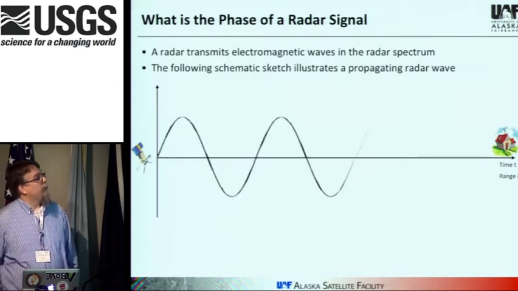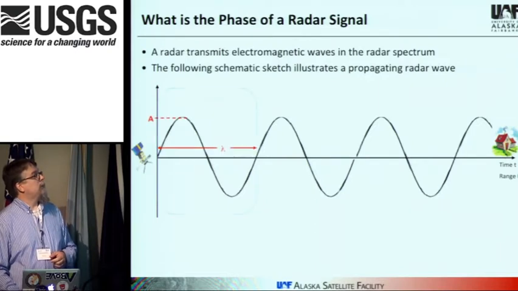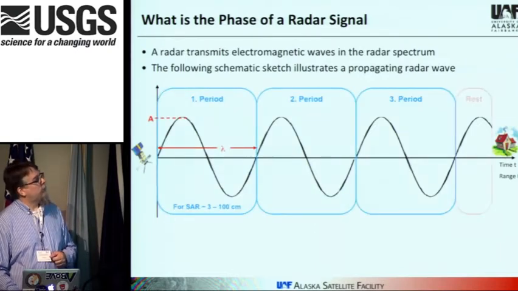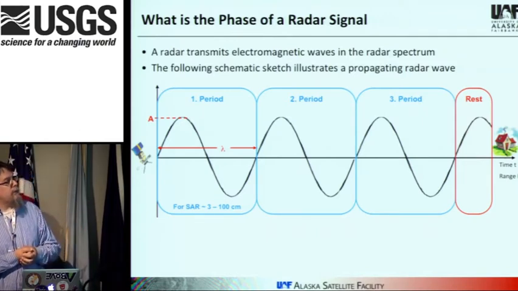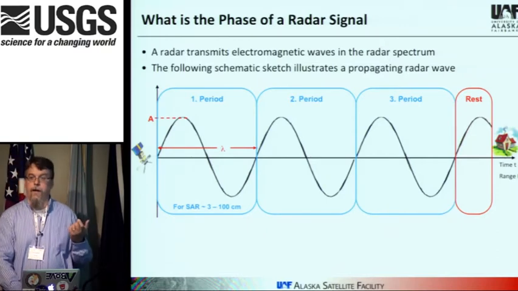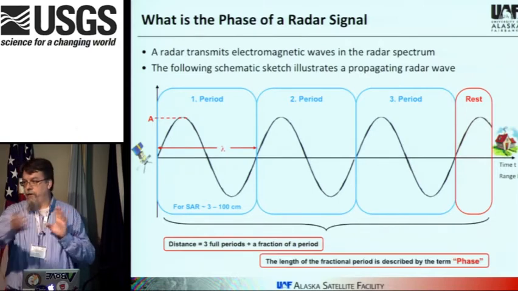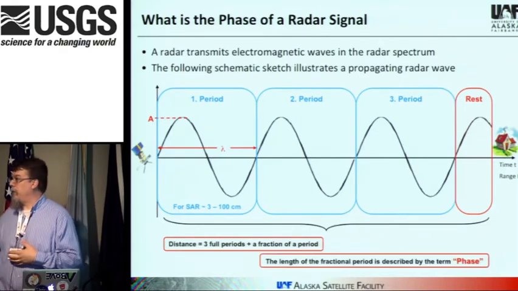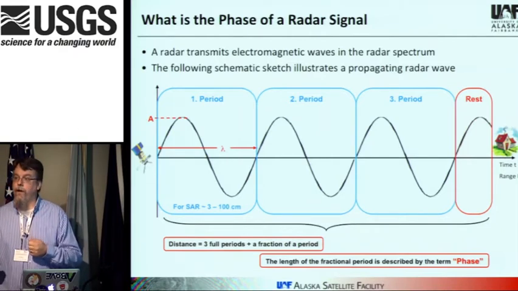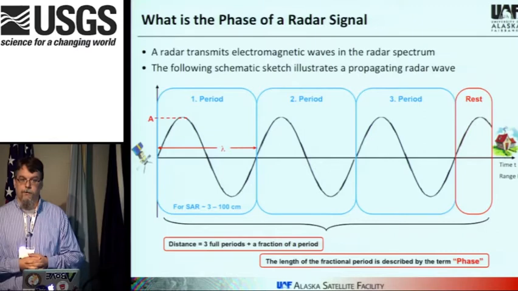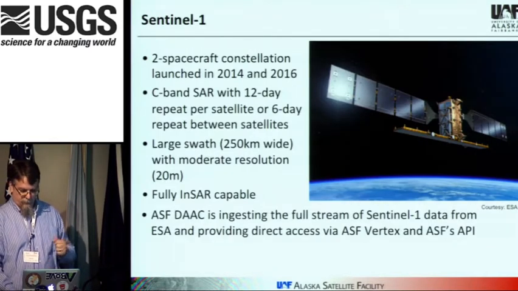If you're familiar with electromagnetic waves, this is an electromagnetic wave. I'm going to zip through this here. We have full periods of the wave that we receive back at the sensor, and then we have that little bit at the end. That little bit at the end is what you hear referred to as the radar phase, and that's really the important part. All of those full cycles don't really matter. What matters is that little bit at the end. We measure that phase, and we can measure differential phase to measure very, very slight changes in the Earth's surface. That's one of the things that's important.